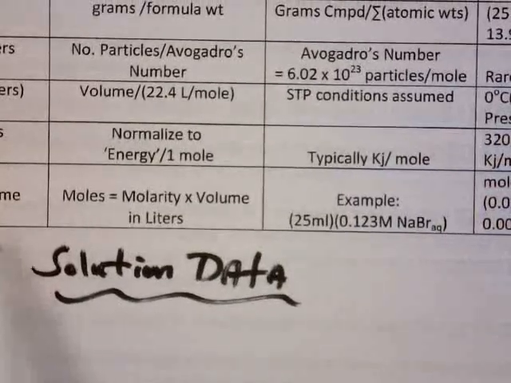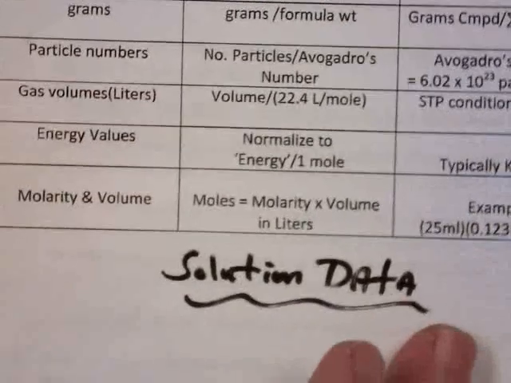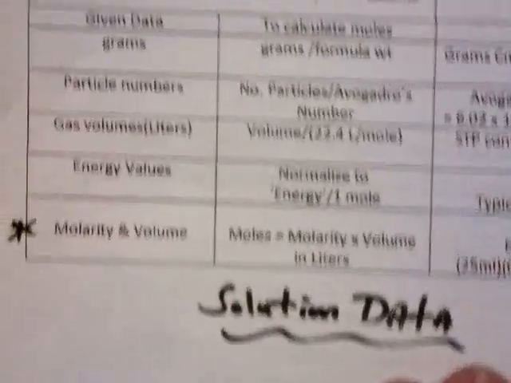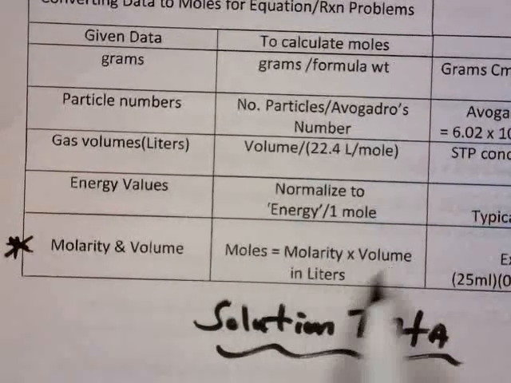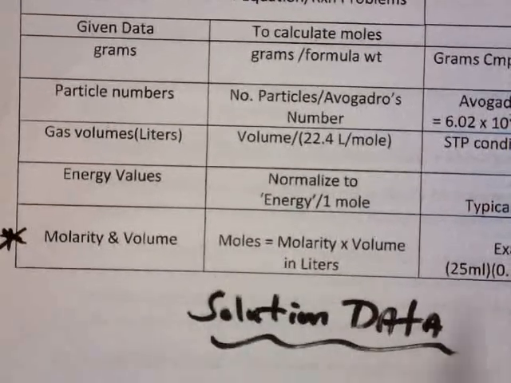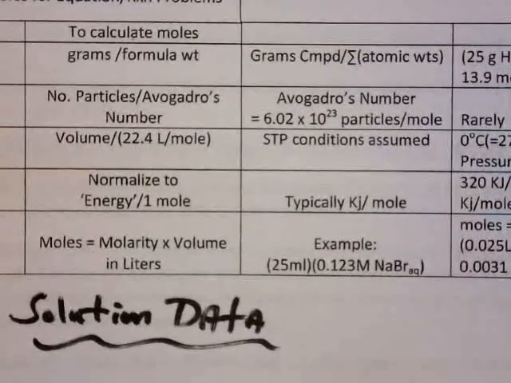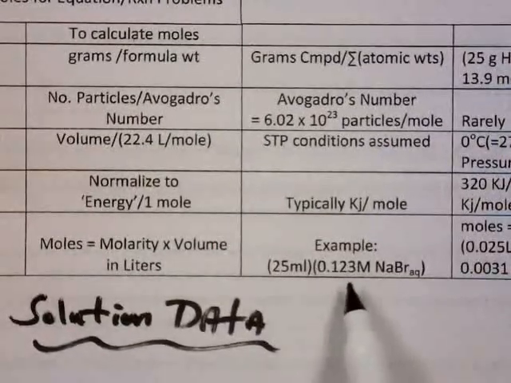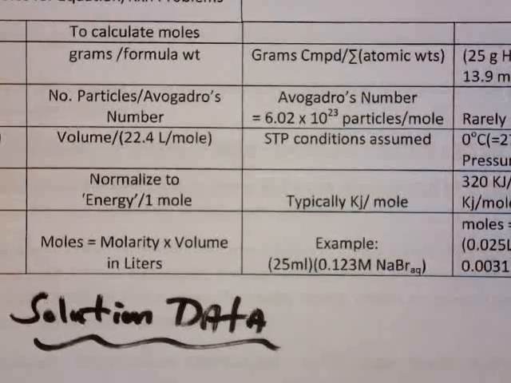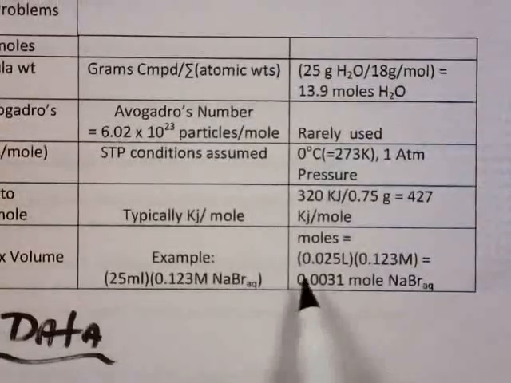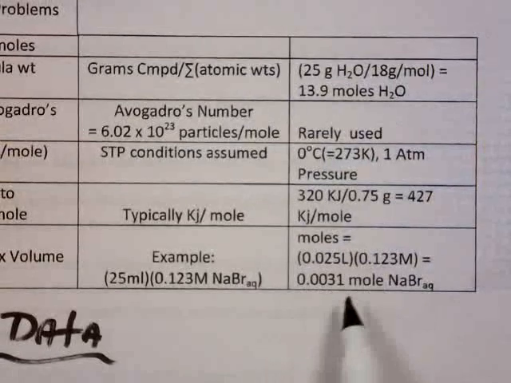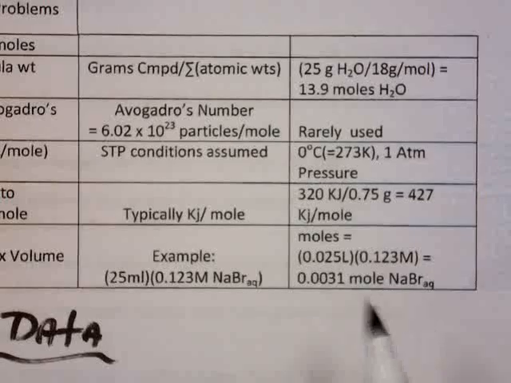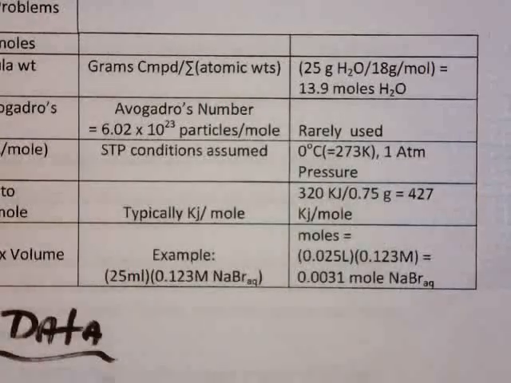So that's why I use this section right here. I'm sorry, let me move that over just a little bit, to say how do you convert solution data to moles? Molarity times volume in liters will give you moles. And over here I give you an example, giving you 25 milliliters of 0.123 molar sodium bromide. I multiply 0.025 times 0.123 and I get 0.0031. That's the moles of sodium bromide. So all of this table down here shows different ways to take data and convert to moles.